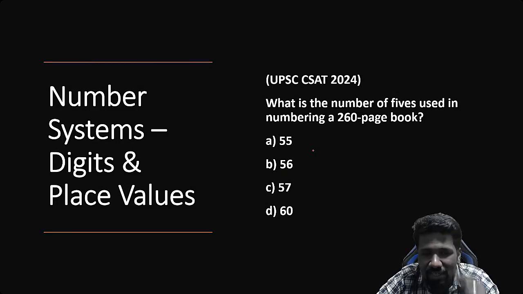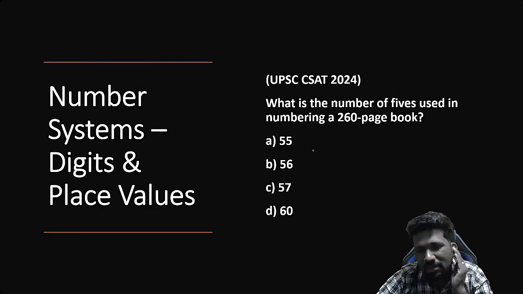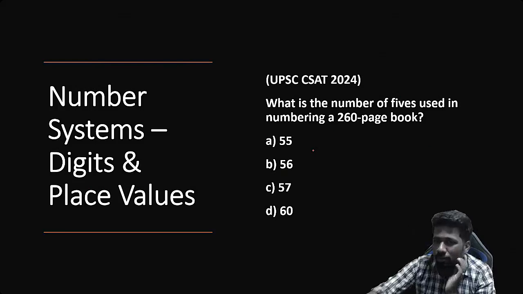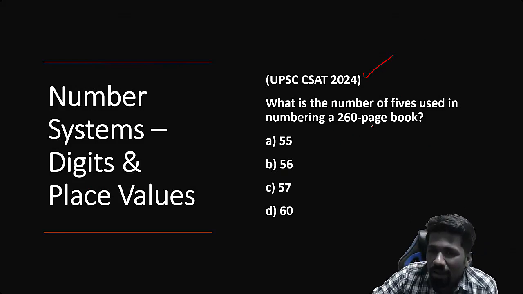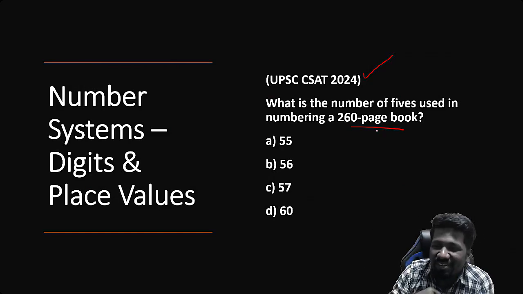The second lecture is digits and place values. In number system, another topic is digits and place value. In 2024, there was one question from it: how many 5s are there in a 260 page book? How do you count the number of 5s? Because 260 pages is too many pages.